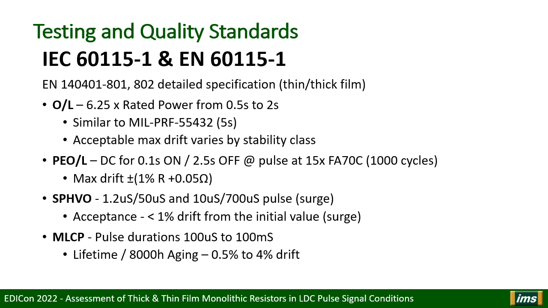The actual power applied is a function of classification. Maximum load for continuous pulse is a lifetime aging using representative values and sizes for testing. Pulse lengths range from 100 microseconds to 100 milliseconds, and drifts in the range of 0.5% to 4% are used for characterization.